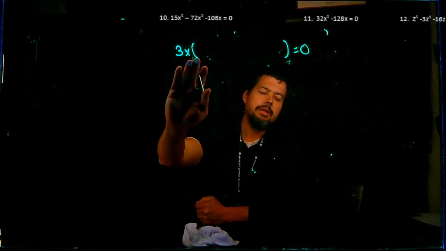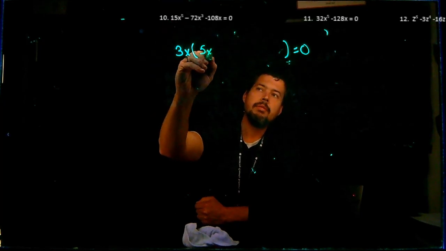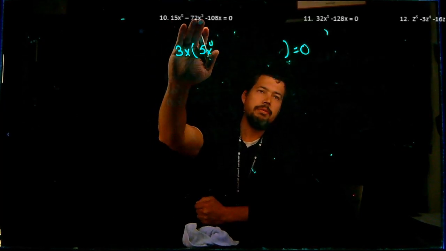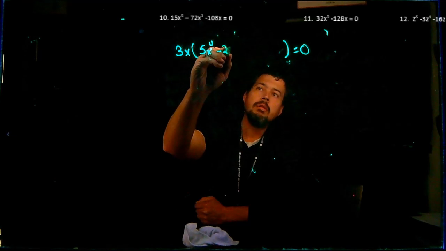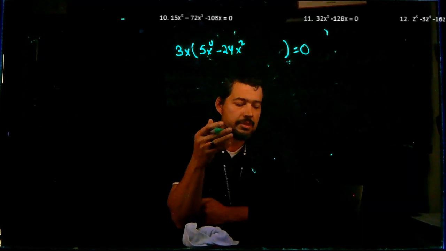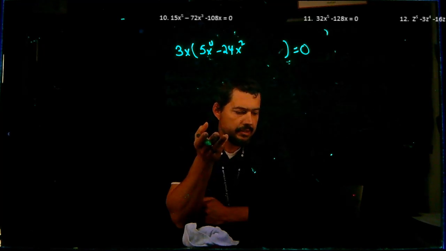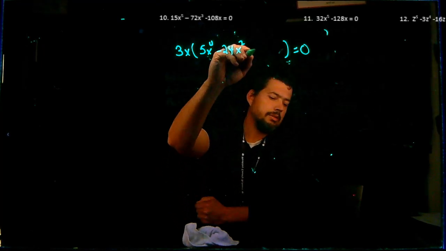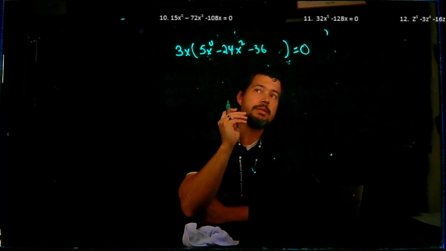If I pull a 3x from 15x to the 5th, I'm going to have 5x to the 4th. If I pull a 3 from 72, that's going to be a negative, what, 24? And I still have x squared left because I pulled an x from x cubed. And how many times is 3 under 108? I believe 36 times. And so we have minus 36. And I pulled the x.